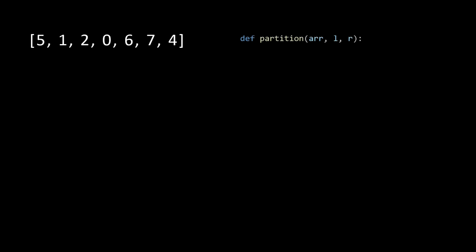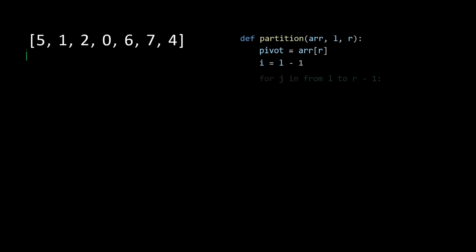So the partition function will also take 3 arguments: the array, the left pointer and the right pointer. Now the first thing that we have to do is choose a pivot. In this case we are going to choose the leftmost element, which is going to be 4, like so. Then we have 2 pointers. The first pointer is called I and the second pointer is called J. Now most of the time I will be at the left pointer -1, so this is where I will be.